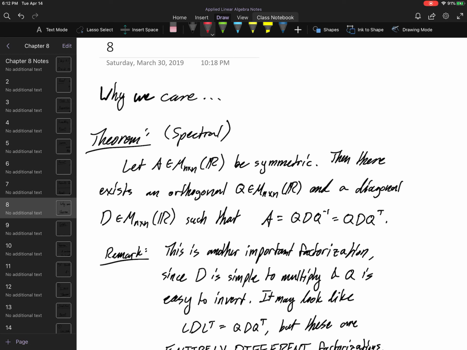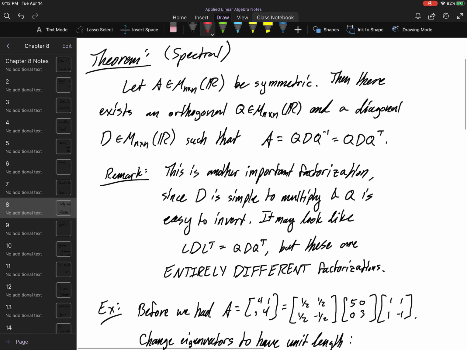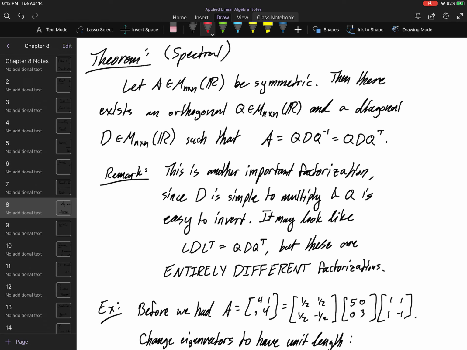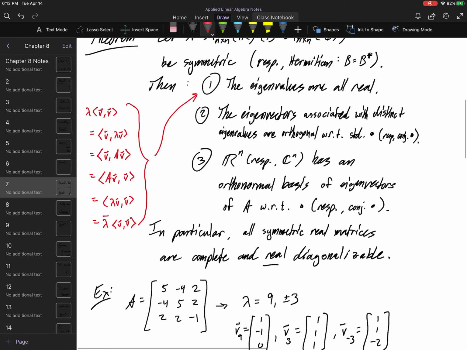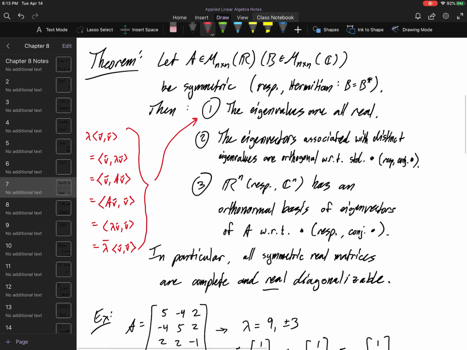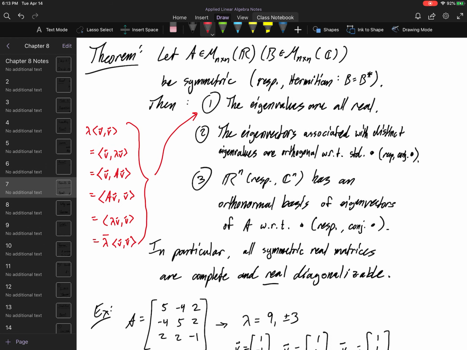Hence, it has a spectral, or it has a non-name theorem name, which is kind of weird saying out loud. But if we have a symmetric real matrix, then there exists an orthogonal matrix Q and a diagonal matrix D such that A can be diagonalized with this orthogonal matrix Q. And this really is just a restatement of this third fact here, that Rn has an orthonormal basis, right?